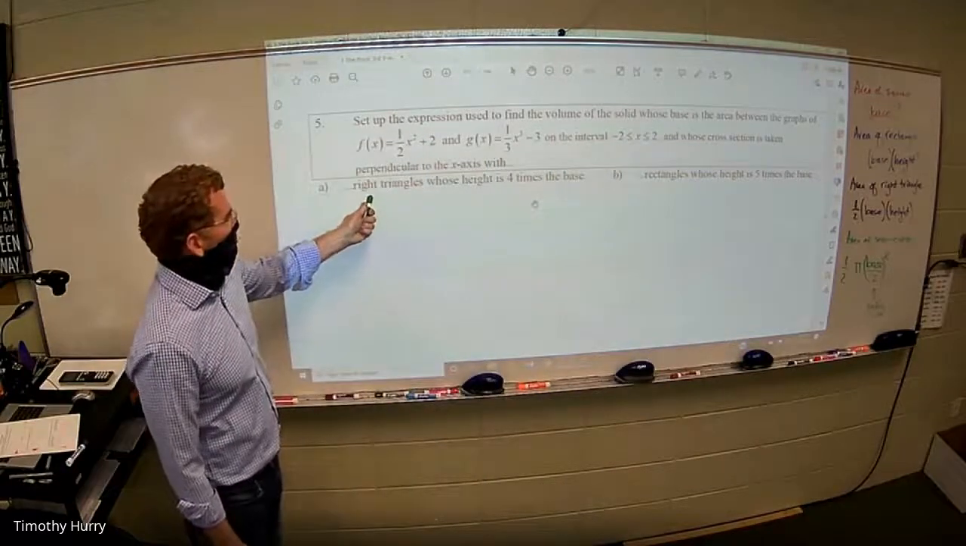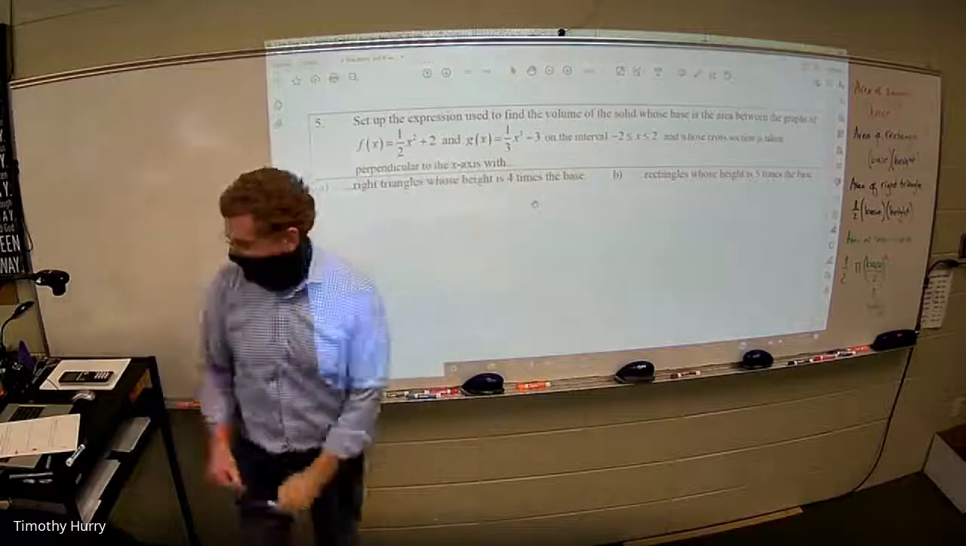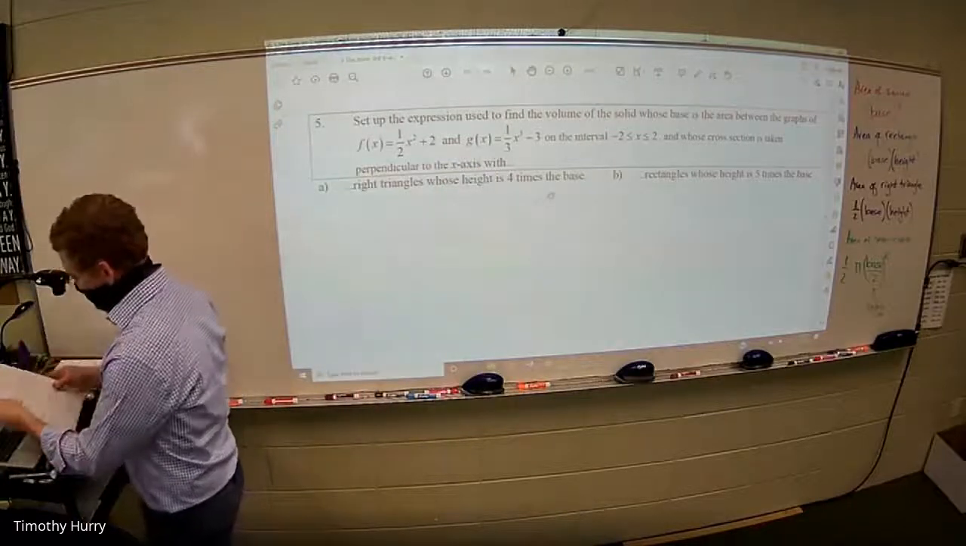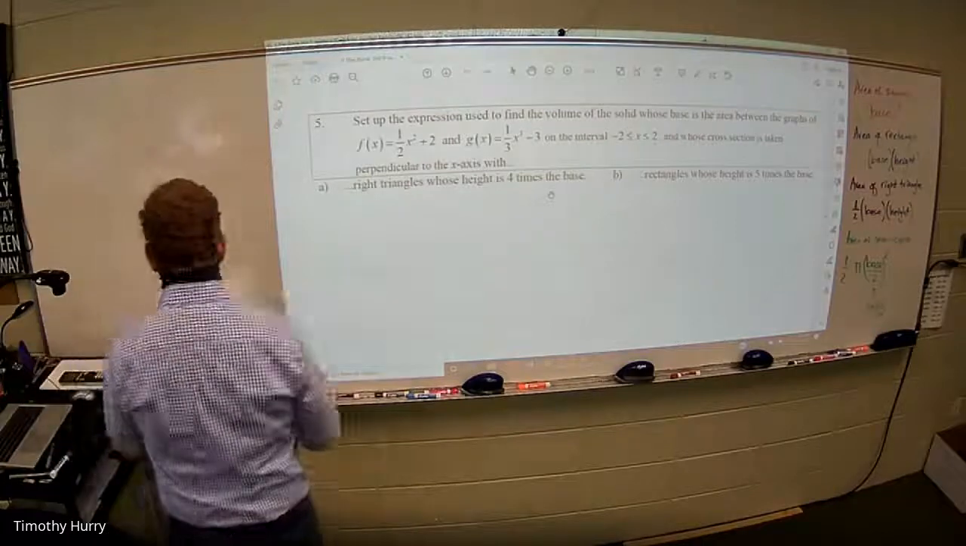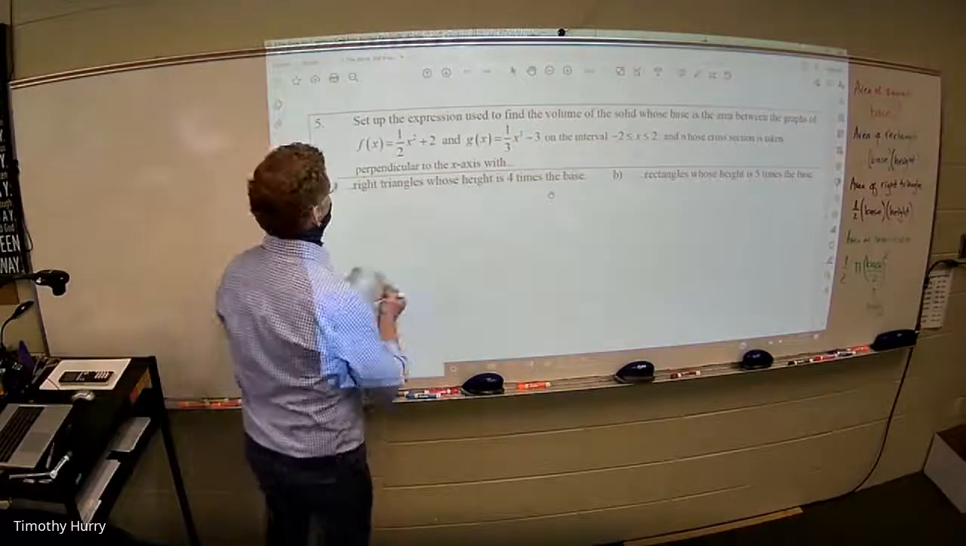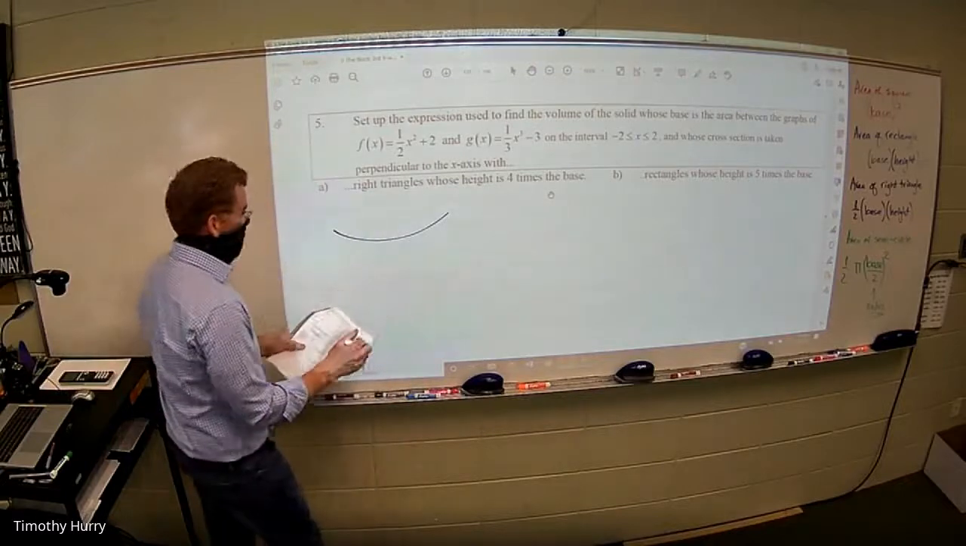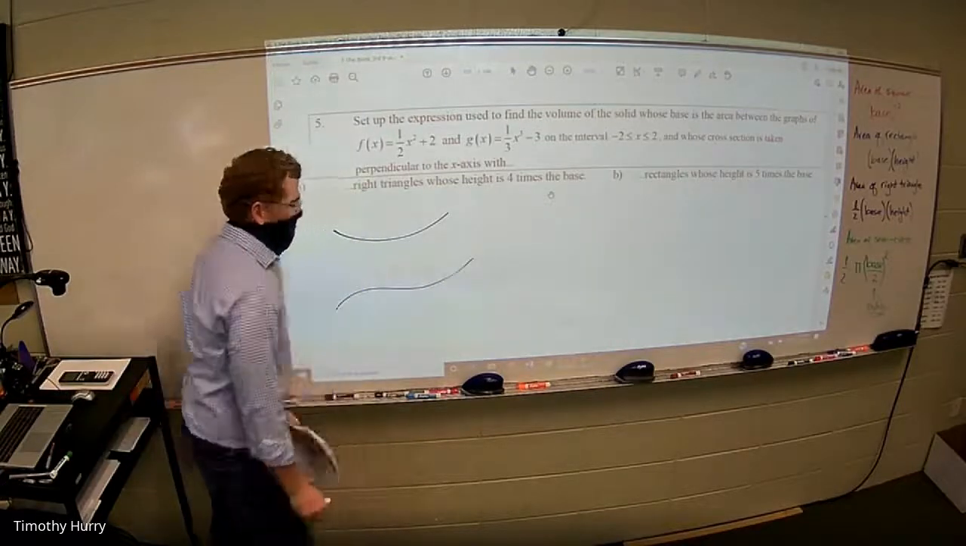Let's try the first one. So I've got F and G. I've got a calculator, so let's just go ahead and graph these. I tell you what, I know what they look like. Here is your F function. It looks something like this. And then here is your G function. It looks something like this.